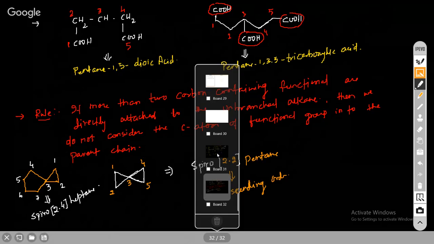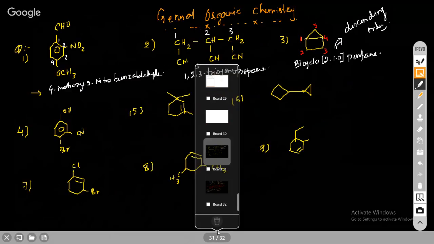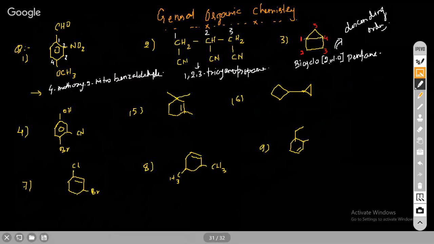Now, this one you see. So bicyclo 2.1.0 pentane. You must remember one thing: the sum of these numbers that you get here, 2 plus 1, that is 3, you must have 2 carbons more than this number in the parent chain, in bicyclo. But in spiro, we have only 1 carbon more.